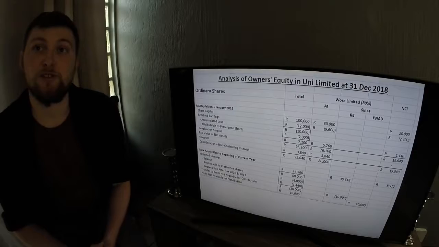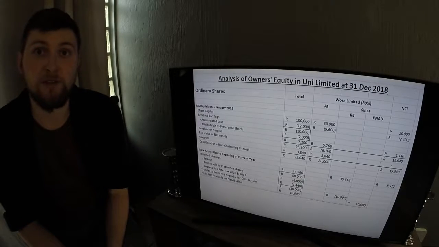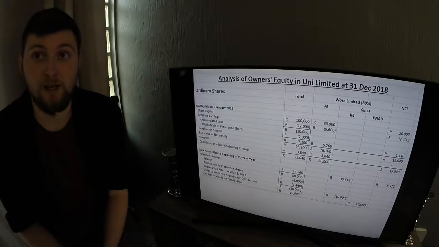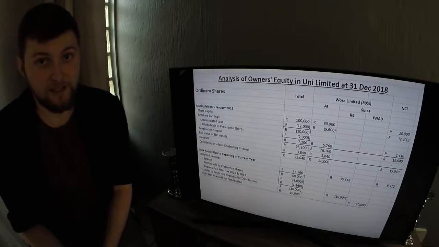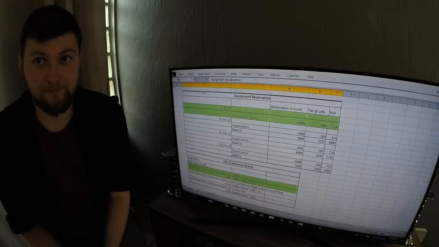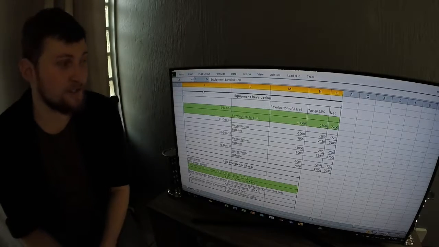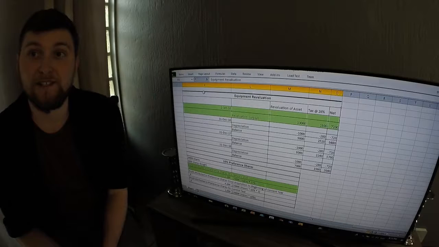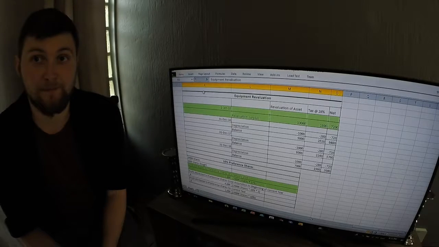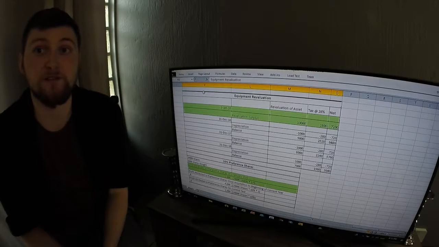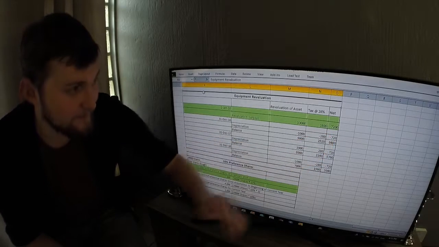Moving on to the revaluation. Because Work Limited valued equipment at 60,000 Rand compared to Uni Limited's 50,000 Rand, we have a revaluation surplus. Let's take a look at that calculation. We need to work out the after-tax amount by taking the 10,000 Rand surplus and deducting the 28% for tax, which gives us 7,200 Rand, as you can see here.